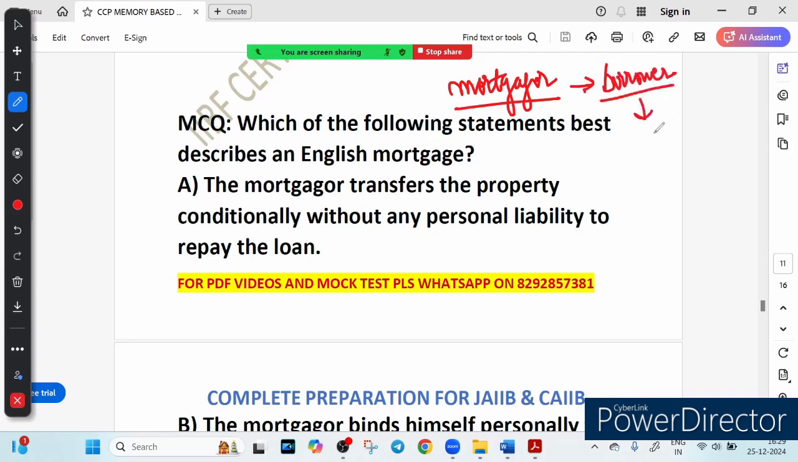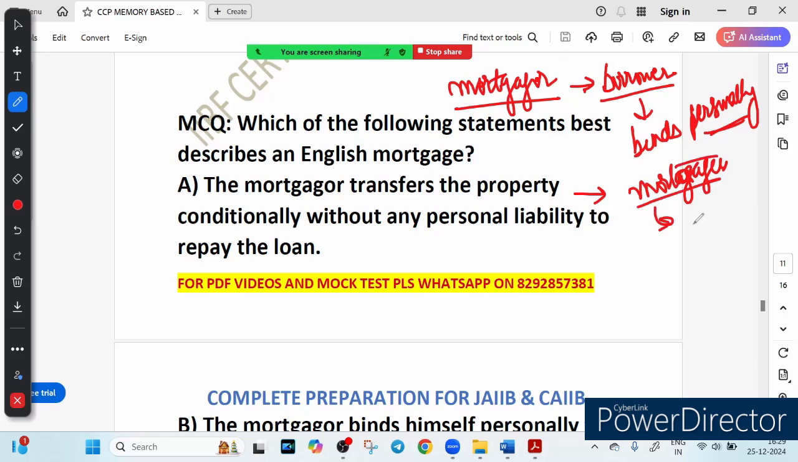So the borrower binds himself personally to repay the loan, and the property is absolutely transferred to the mortgagee. Who is the mortgagee? Mortgagee is the lender. Property is transferred to the lender with a condition that the property will be reconveyed to the mortgagor once the loan is repaid, and it involves full ownership transfer to the lender, but upon repayment the mortgagor gets the property back, right. Now why are the other options incorrect?